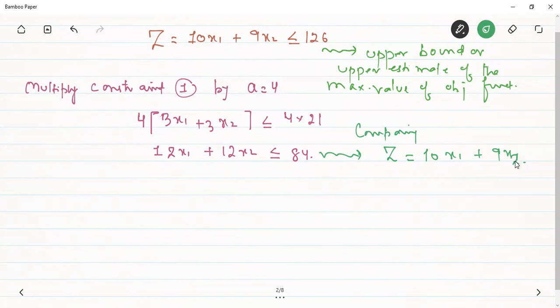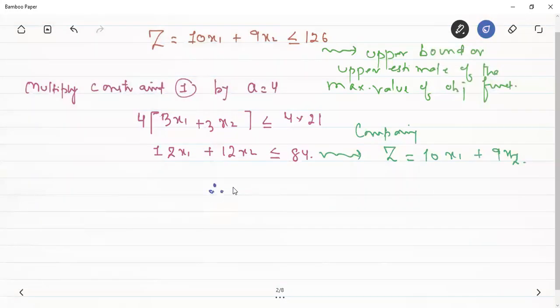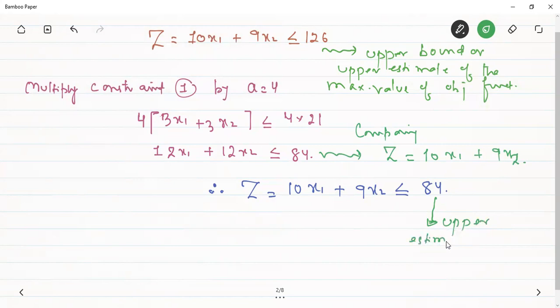Therefore, if 10x1 plus 9x2 is less than 12x1 plus 12x2, which is in turn less or equal to 84, from here we can conclude that z is equal to 10x1 plus 9x2. This should also be less or equal to 84. Now see here, our upper estimate or our bound has changed. This is our new upper estimate or upper bound of the objective function.